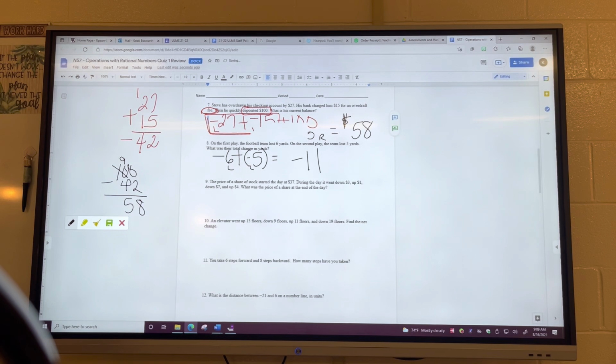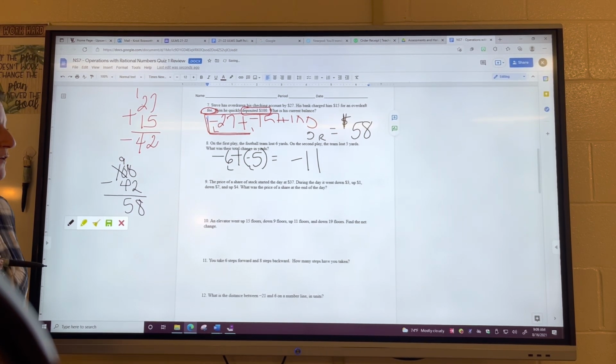Keep the sign. Here's your sign. Remember? How you doing back there? No, your neighbor. I don't ever hear anything out of him. I never know how he's doing.